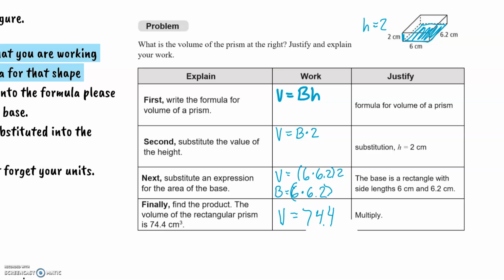Whenever we're working with volume, it's 3-dimensional. We multiplied 3 dimensions, which would have been centimeters times centimeters times centimeters, which would end up being centimeters cubed. And then that's how you would find the volume of a rectangular prism.